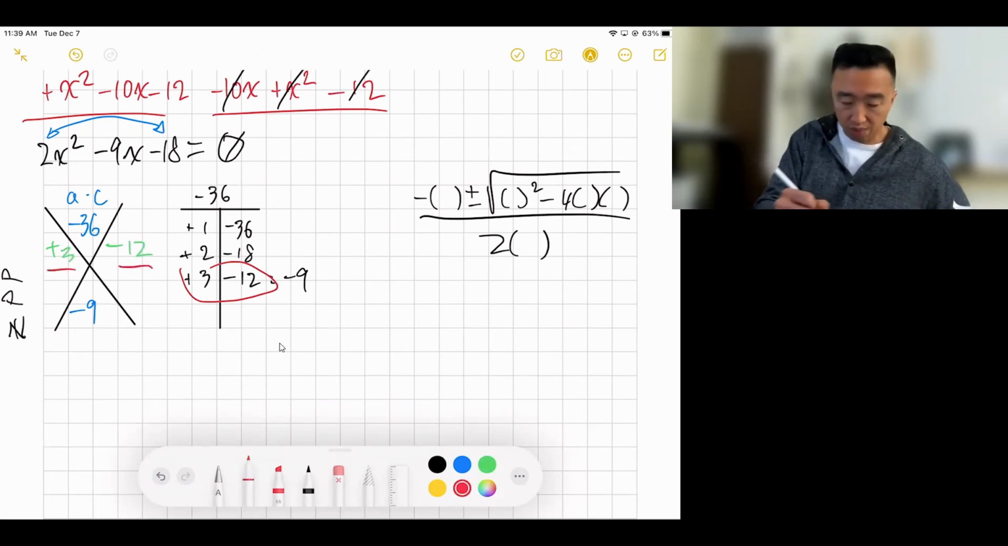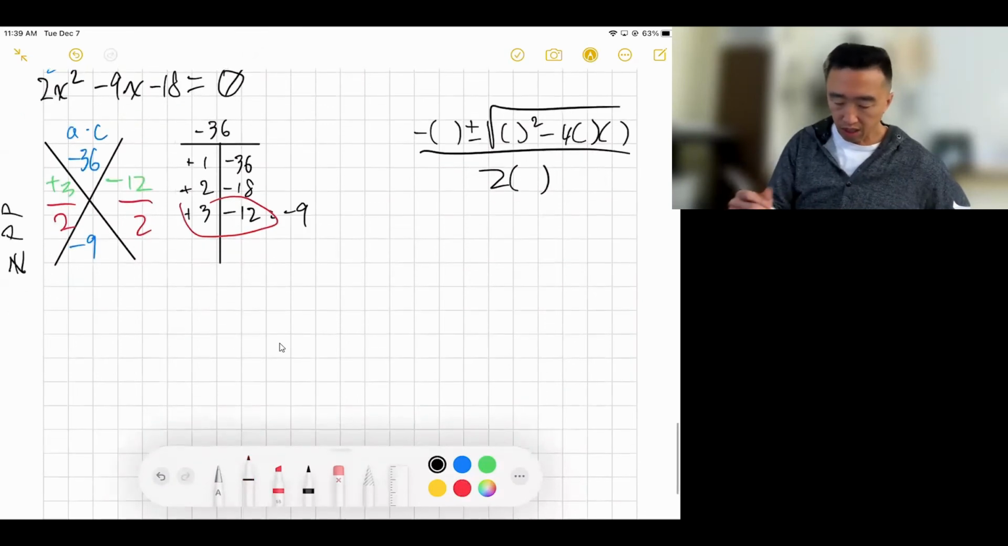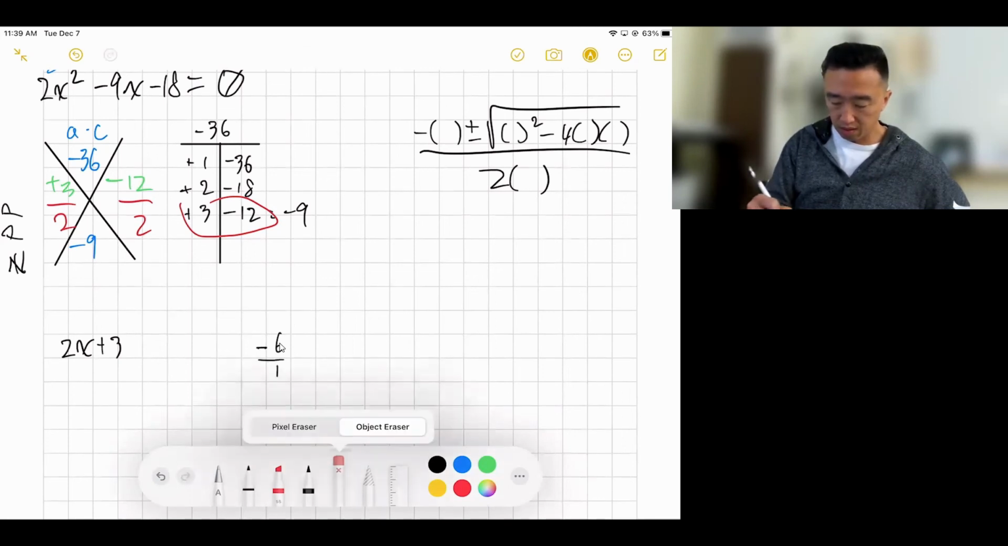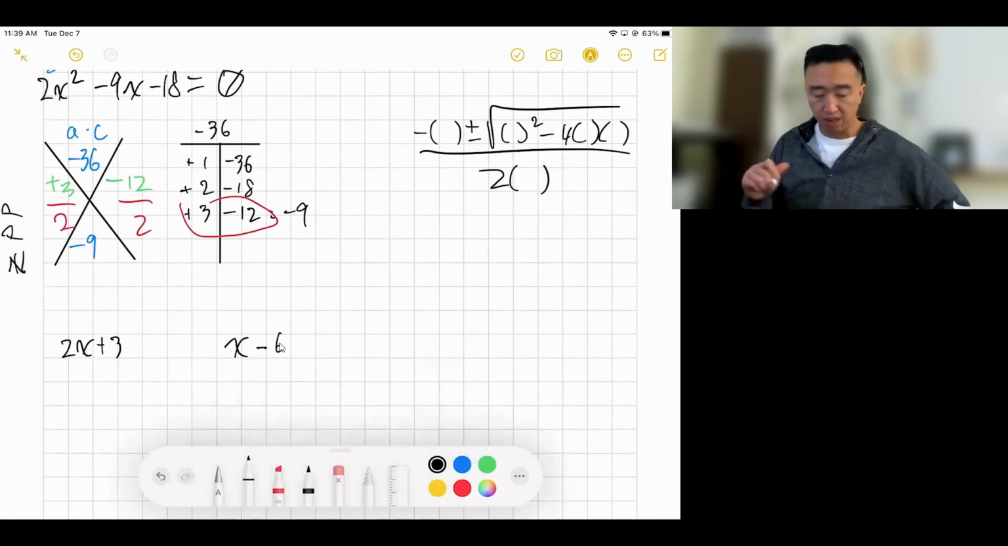I'm going to try to simplify by the a, which is 2. And so the first one can be simplified, so I end up with 2x plus 3. And the second one can be simplified, gives me negative 6 over 1, which gives me x minus 6.